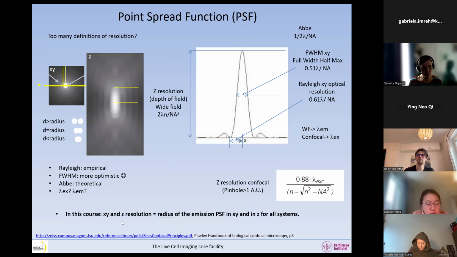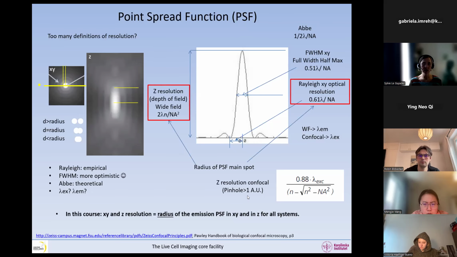But in this course, to simplify things, because I don't want to confuse you, we're going to be using this equation for everything for Z and this equation for everything in XY. So we're going to calculate the radius of the emission point spread function for all systems and for X, Y, and Z. Okay, so this is the radius and this is the radius, and these are the equations that we're going to use in this course.